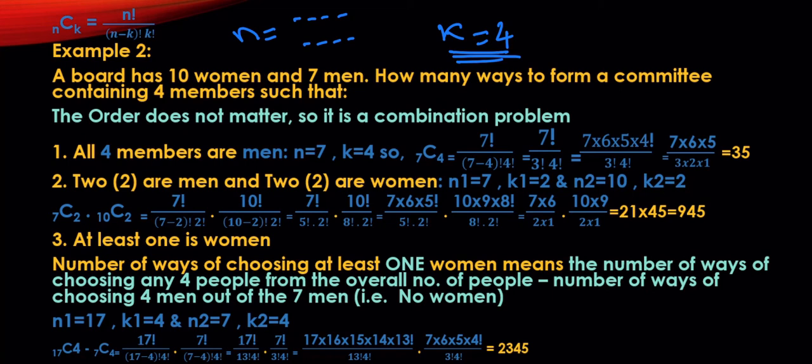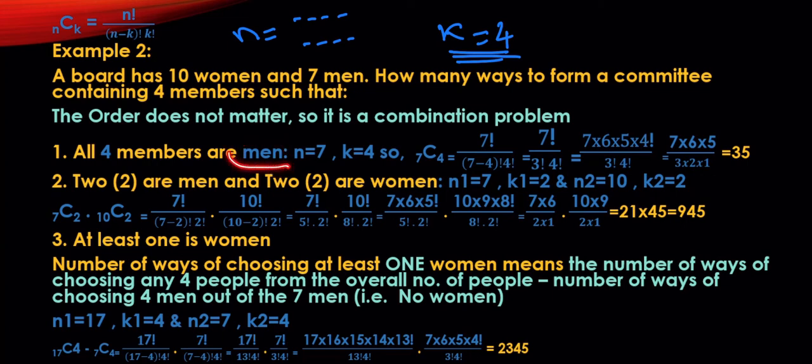Okay, so let us see the problem. This is the first question which we have here. The order doesn't matter. He said, how many ways to form a committee containing 4 members such that all the 4 members are men. So at the end of the day, the four members are K. So I have K equals 4. What is my N? He wants my N to be the men, the total population which I have.